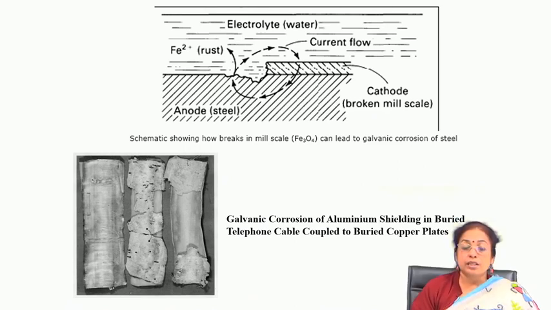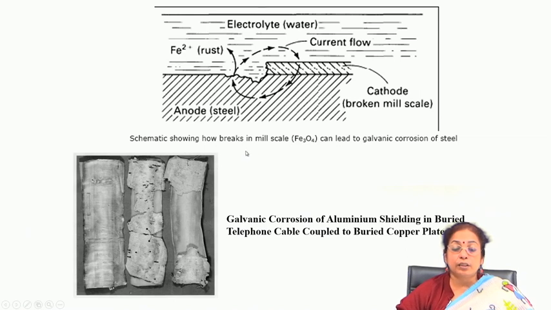There are a few examples of galvanic corrosion. For example, this is a schematic showing a break in the mill scale. Because of the breakage of the mill scale, a fresh surface is exposed, while elsewhere the scale is still there. You will find there is galvanic cell formation, as a result of which the rate of attack on the broken or exposed surface is more than that of the unbroken part where the scale remains.